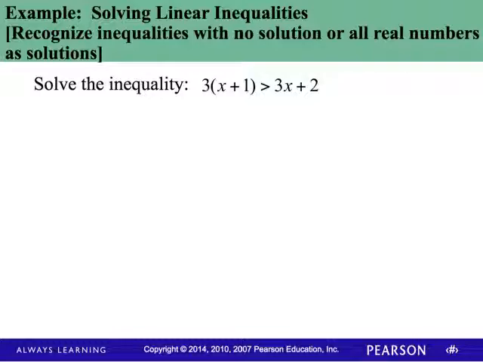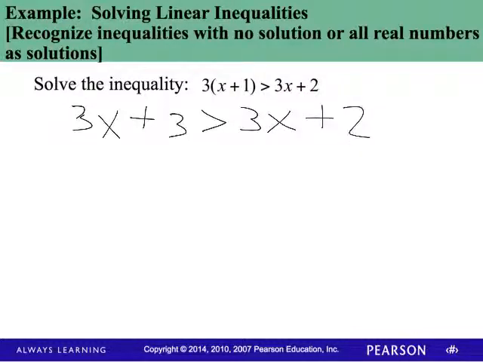Okay. So first thing we need to do, we're trying to isolate x, so we're going to distribute on the left-hand side, and we'll get 3x plus 3 is strictly greater than 3x plus 2. So if we want to get all the x's on one side and the non-x's on the other, subtract 3x from both sides. So we'll have 3x minus 3x.